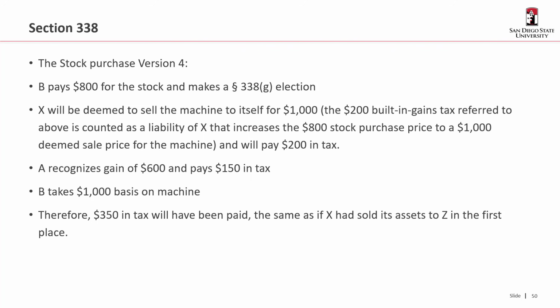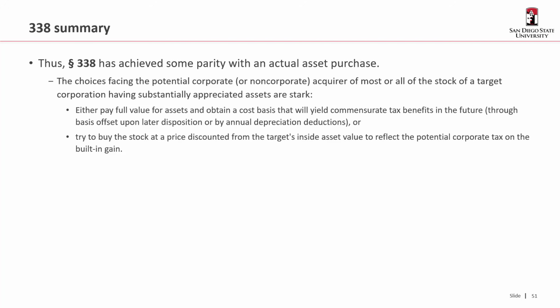it. A was the owner of this property during its gain period. A really should pay all the tax. And B gets the step up in basis and did the stock acquisition that it really wanted. So you can see that in version 4, we kind of got to where we needed to get to. Okay, so 338 has achieved some parity with an actual asset purchase.